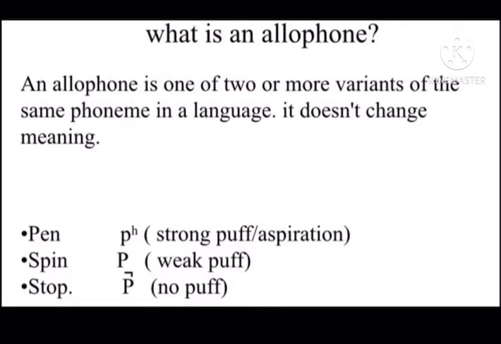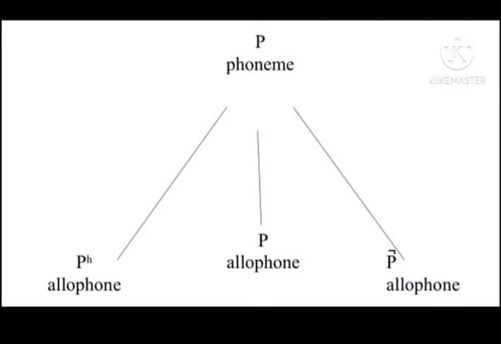P in pin has a strong puff, aspiration. That's why we call it aspirated P. The P in spin has a weak puff. The P in stop has no puff. Hence, we noticed that they differ in pronunciation between words. We call them allophones of phonemes.